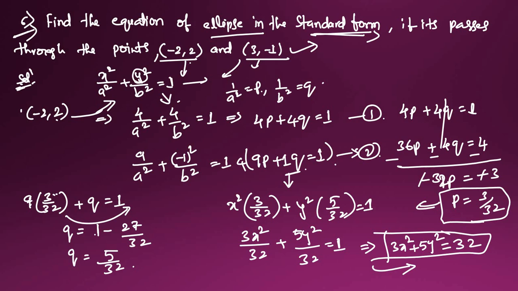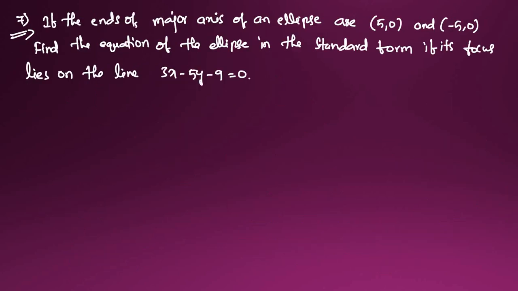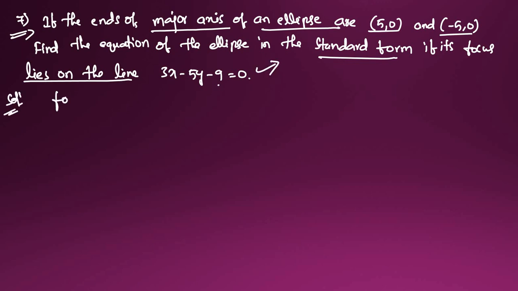Okay, now moving to the next question, the seventh one. The seventh question is, my dear friends: if the ends of the major axis of an ellipse are 5 comma 0 and minus 5 comma 0, then find the equation of the ellipse in the standard form, if its focus lies on this line. Solution here. Actually, what is focus? Focus is ae comma 0, no? This lies on this line. You can see it on page number 132, at the bottom: the coordinates of focus are ae comma 0.